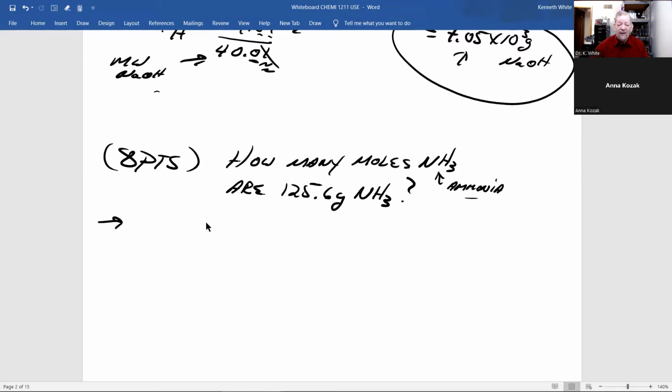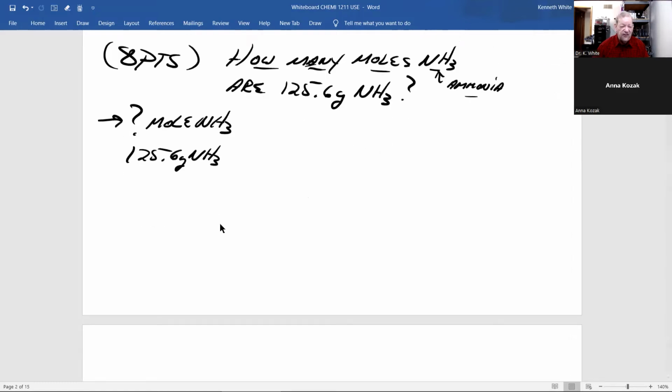All right. You're asked how many moles of ammonia. So we're trying to find moles of ammonia. What are we given? This number. And since this is the only thing we have to start with, I'm going to start with this. Now, what units are we trying to get to? Write that in, and once you've got it figured out, give me a thumbs up.